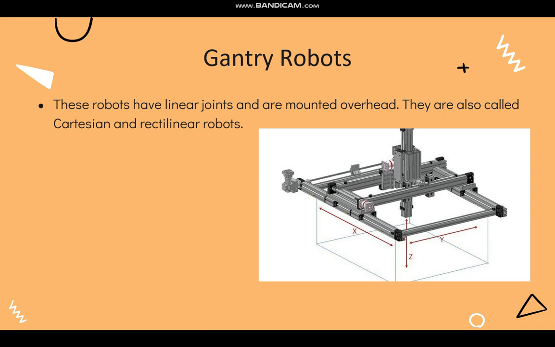Gantry robots. These robots have linear joints and are mounted overhead. They are also called Cartesian or rectilinear robots. These robots work mainly in the Cartesian plane.